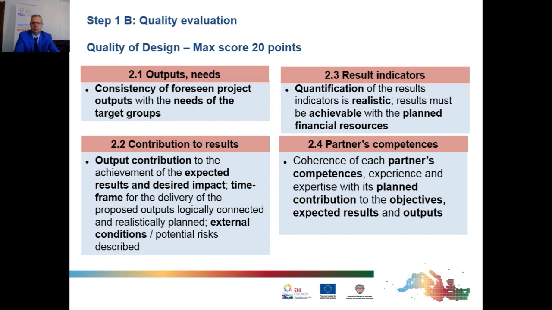Criterion 2.3 concerns result indicators. This criterion is very important because it provides the assessors with information on the feasibility and on the realistic impact of your proposal.